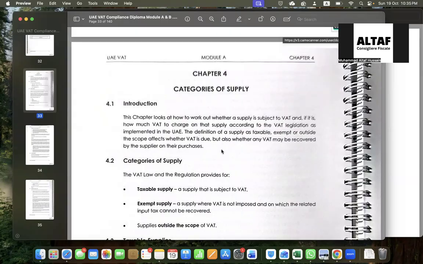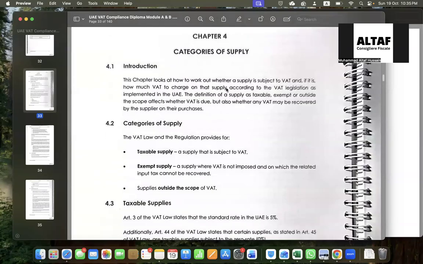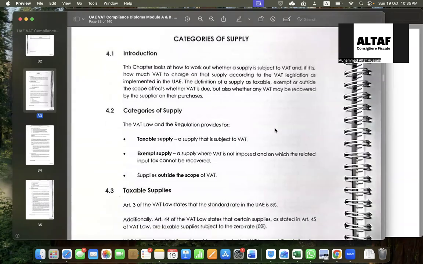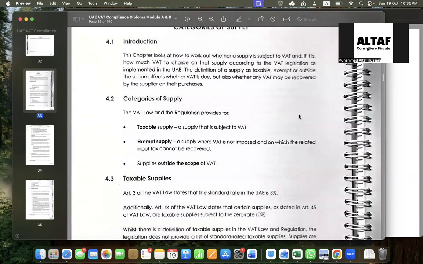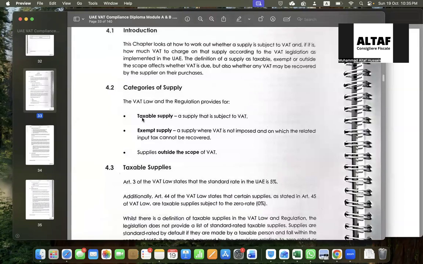We are on chapter 4, which addresses categories of supply. This chapter looks at how to work out whether a supply is subject to VAT, and if it is, how much VAT to charge on that supply according to VAT legislation as implemented in the UAE. Let's go directly to 4.2, which is category of supplies.